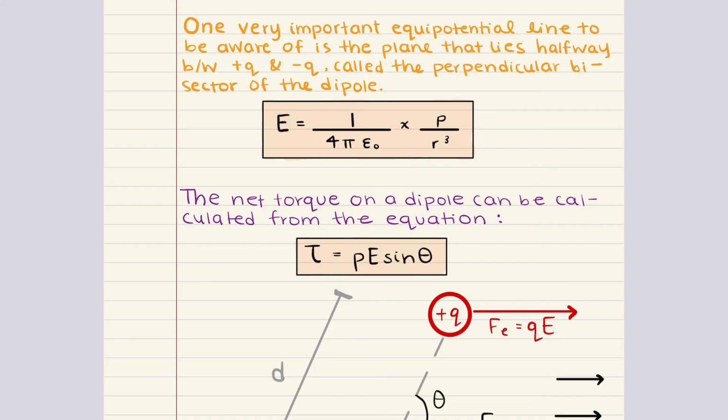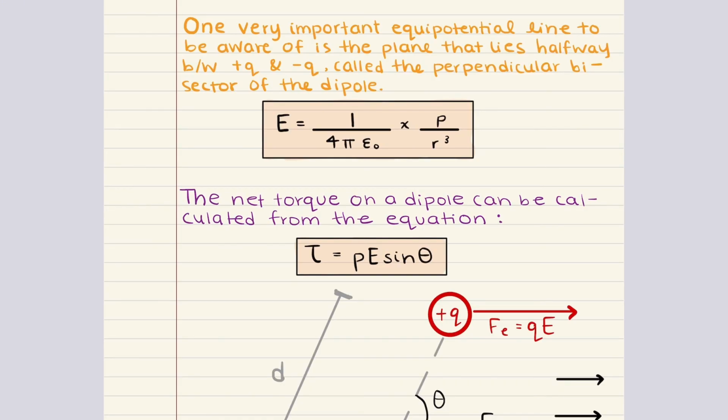This plane has a unique property, and that property is this: the electric potential at any point along the perpendicular bisector is exactly 0. And this occurs because the angle between the plane and the dipole axis is 90 degrees. And since cosine 90 degrees is equal to 0, the potential, which depends on this term, is 0 along this plane. The electric field, however, is not 0 along the perpendicular bisector.